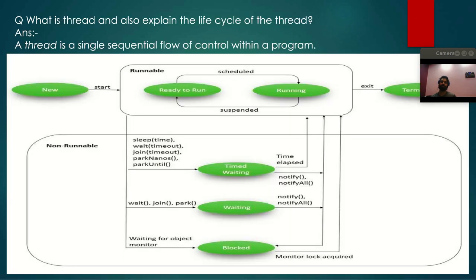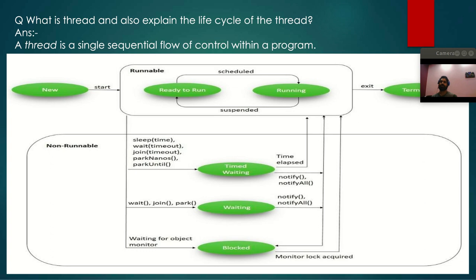The next question he was asked was, what is a thread, and also explain the life cycle of a thread. Basically, a thread is a single execution of a program. A thread is a single sequential flow of control within a program. How can you understand this? Let's say you have created one Hello class, and inside the Hello class you have created a main method, and inside the main method you are creating the object of this particular class, and then you are accessing a particular method of that class, right?